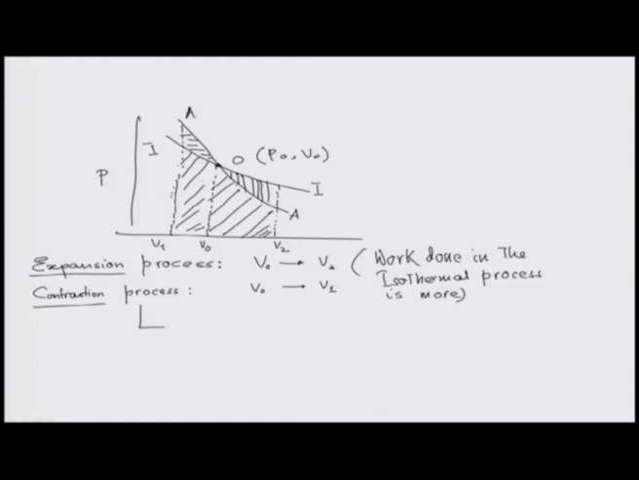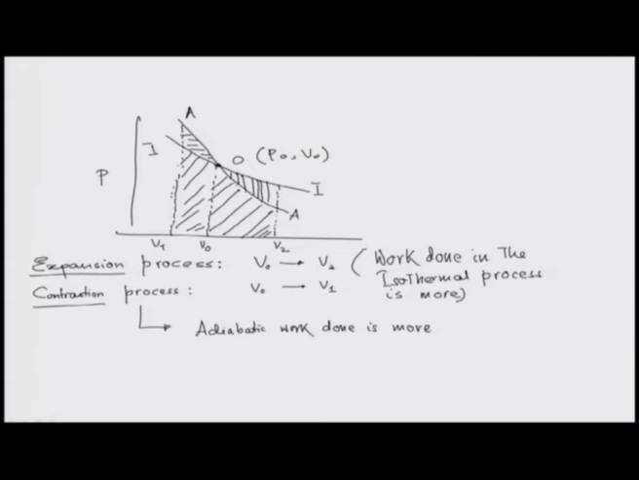So, in the contraction process, remember both the processes I am starting from V naught. So, you have to consider the area starting from here. So, in the contraction process, on the other hand, adiabatic work is more. Please note, in an expansion process, work done is positive, while in a contraction or compression process, work done is negative, which means work is being done on the system.